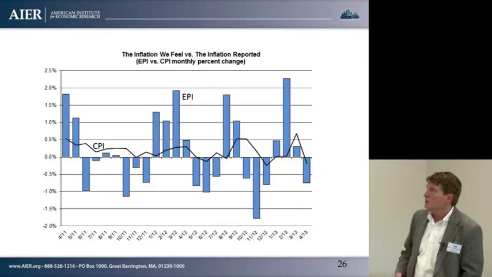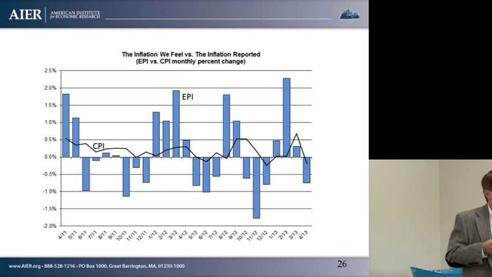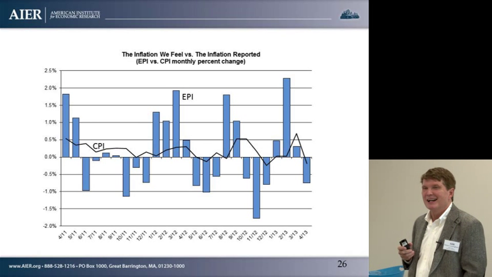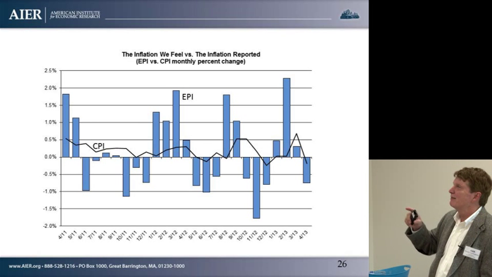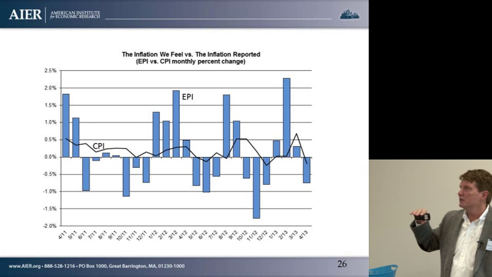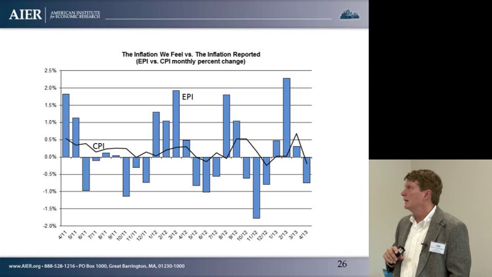Cost of communication services was the second largest area in which we saw price drops. This shows the EPI and the CPI. The CPI is the line, the EPI is the bars. I'm colorblind, so by making different graphs, I can tell them apart, see? You can see that the CPI is much more tame, much less volatile. The numbers have been lower, and in fact, the EPI is a much bigger swinger.